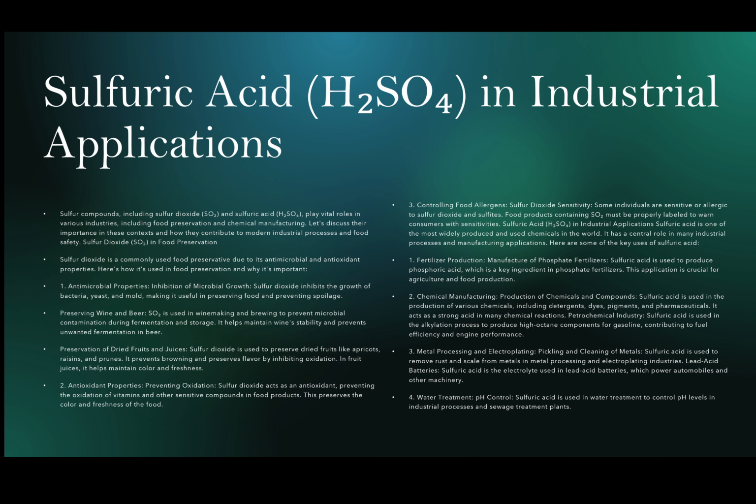It's also used in water treatment and pH control. So sulfuric acid is used in water treatment to control the pH levels in industrial processes and sewage treatment plants. So sulfuric acid is a universal strong acid that we use for almost everything, right? It's used as a catalyst for many reactions. It's used to produce many different things that we normally use, right? And it's used in metal processing, electroplating, battery production, and water treatment. All right, and that is it for the sulfuric acid industry.